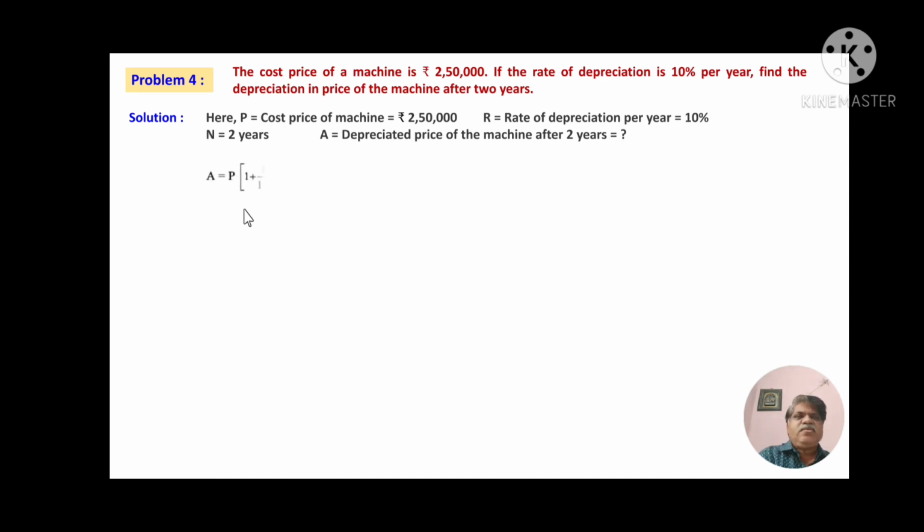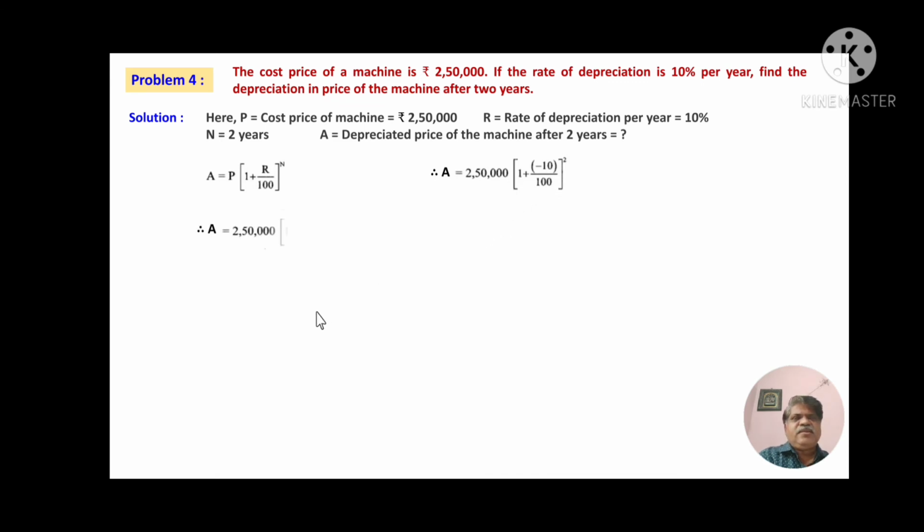We know that A is equal to P into bracket 1 plus R upon 100 raised to N. Friends, we will substitute the values. Therefore, A will be equal to 2,50,000 into bracket 1 plus minus 10 upon 100 raised to 2. As here it is depreciation, the R value should be negative.